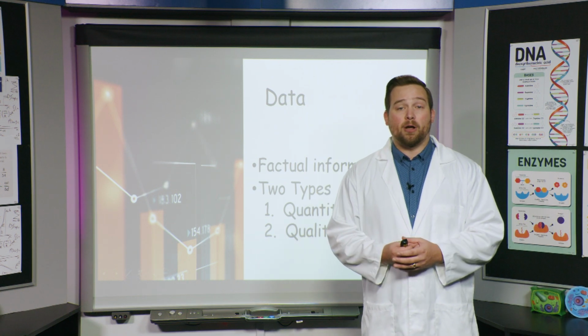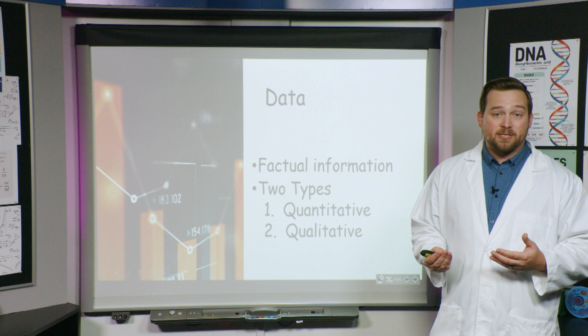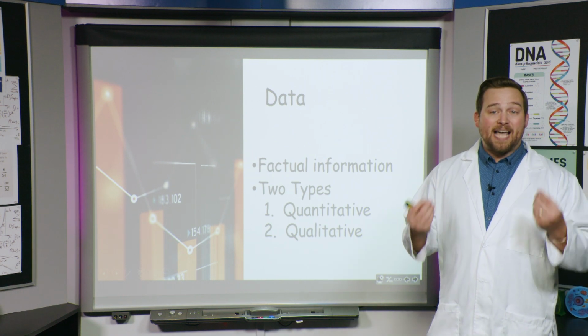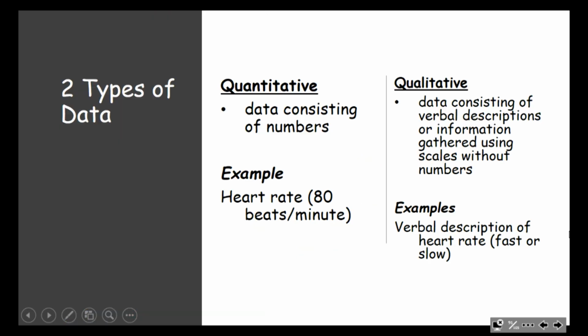Something else I needed to talk about when it comes to the scientific method and to doing experiments in science is this stuff called data. Okay, data are factual information. So these are facts, and there's two types of facts. You can have quantitative or you could have qualitative. They sound really similar, but they don't actually mean the same thing. I wanted to break it down for y'all real quick.